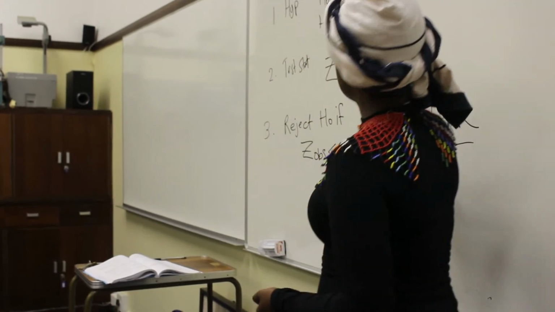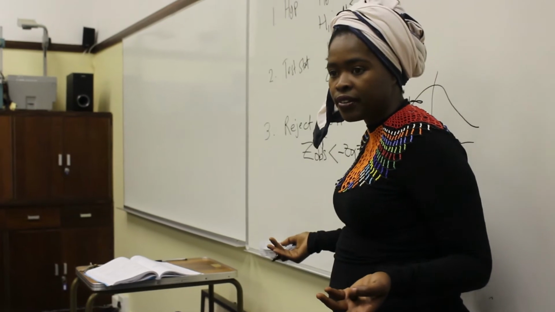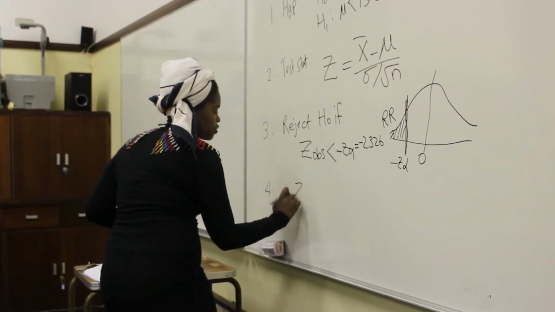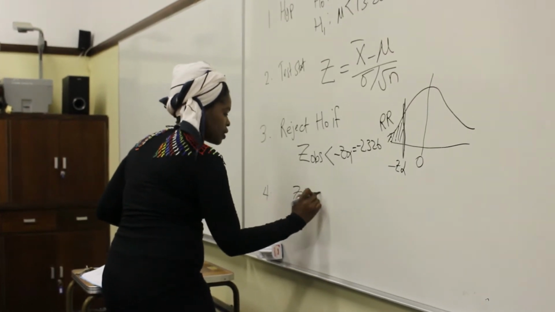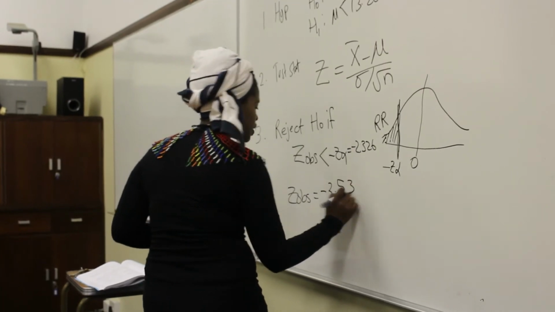And then step 4 is the easiest step as long as you've got step 2 correctly, okay? So step 4, you're basically substituting into this equation and calculating the observed value, okay? So step 4 is just the calculation of Z observed. They have observed minus 2.53.